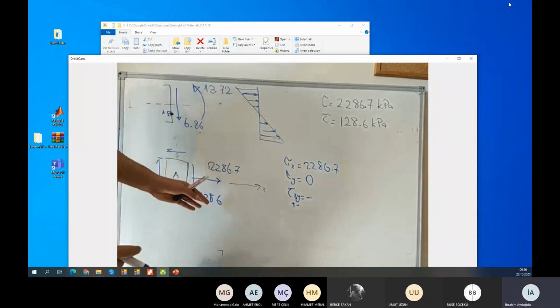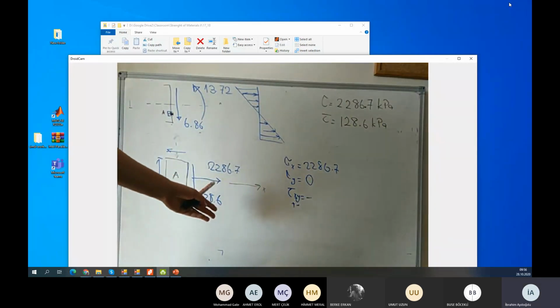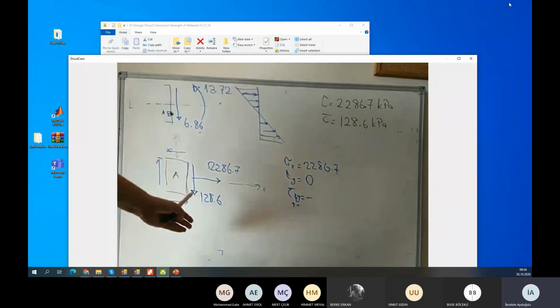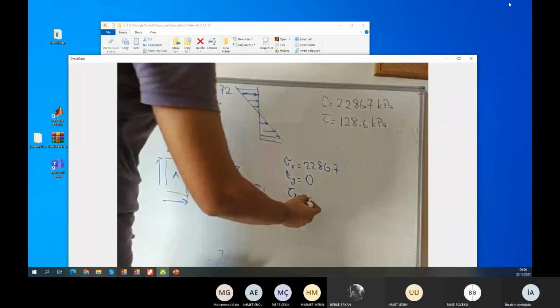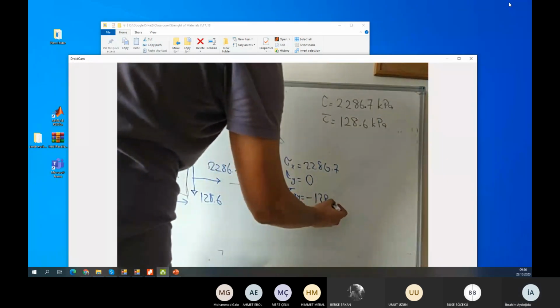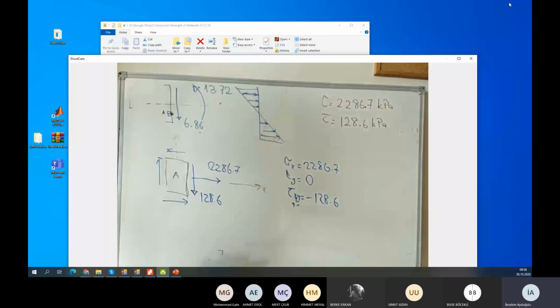128.6. Sorry, I wrote the normal stress; sorry, I wrote the shear force value. Now I should write the shear stress. Okay, my mistake. Okay, like this. Is it clear? Do you understand this drawing strategy? It's extremely important for you. Yes, it's clear. Very well. Now we are ready to make a stress transformation.